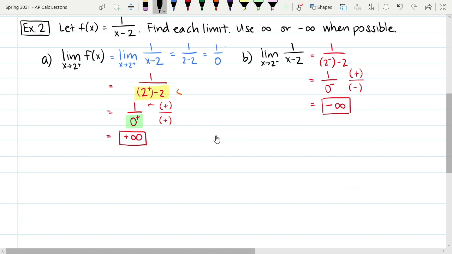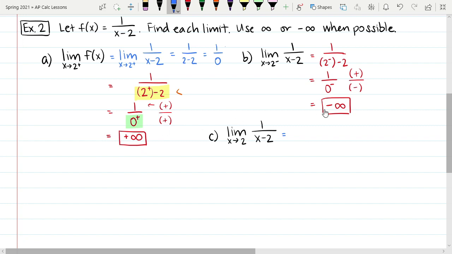And then finally, what if I'm looking for the two-sided limit as x approaches 2 of this function? Well, just like what you did last week, the one-sided limits do not agree. One of them in this case was a positive infinity, one of them was a negative infinity. Both of those are saying that the limit doesn't exist, but they're both describing slightly different behaviors.